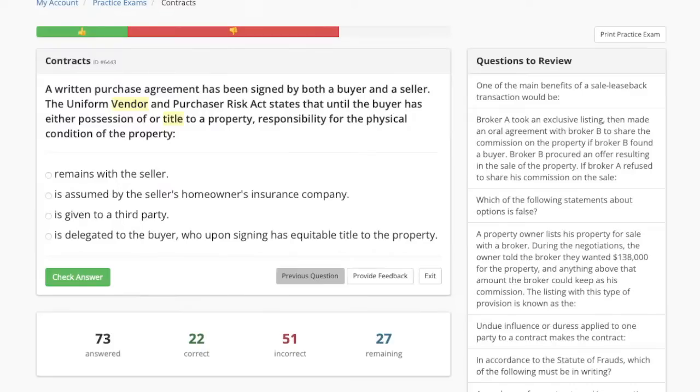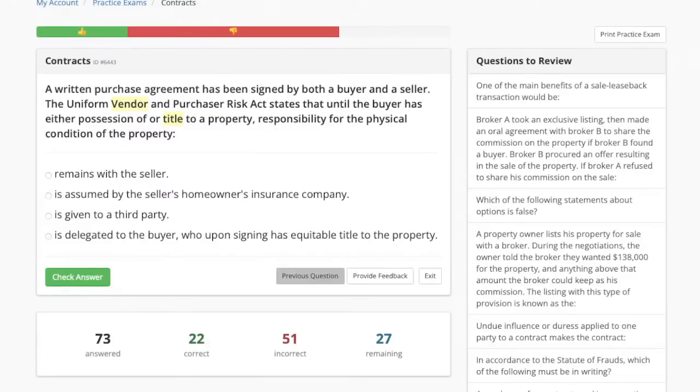Who can give me another example of a unilateral contract? What's another example of a unilateral contract? Open listing. Nice job. Find my dog and I'll pay you. Good. A lost dog sign is a unilateral contract.